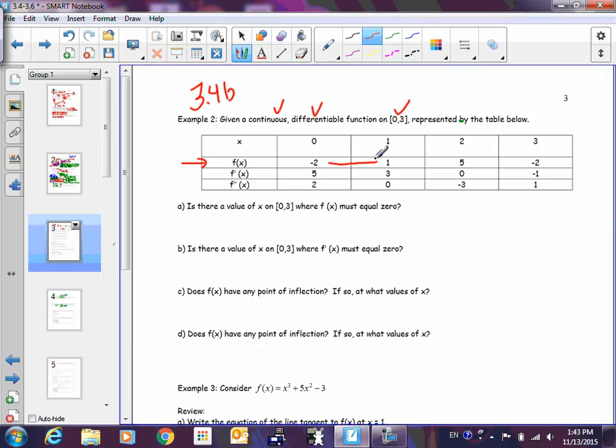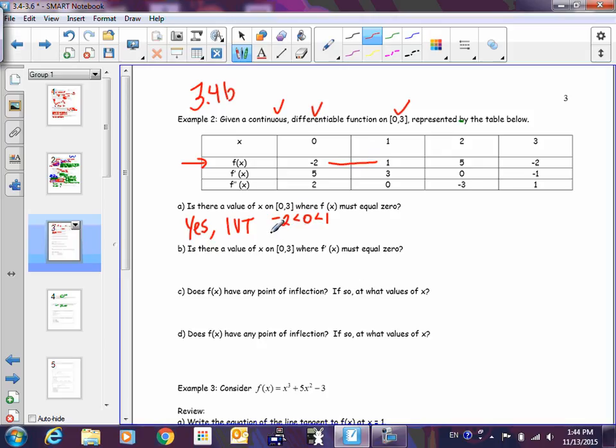That word between should give you a hint as to which theorem I'm talking about. Which theorem is all about betweenness? Intermediate value theorem. So by the intermediate value theorem, watch what I'm going to write here: -2 is less than 0 is less than 1. First, we just show in a concise way that 0 is between these two numbers. I could have just as easily picked 5 and -2, by the way. I just picked these two.